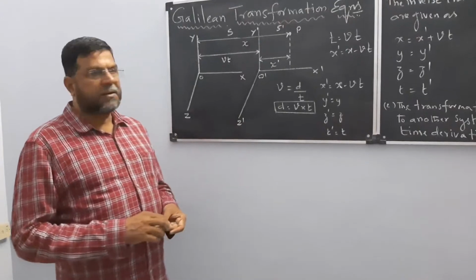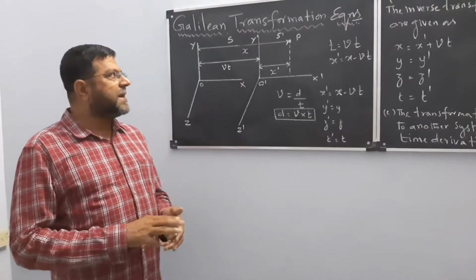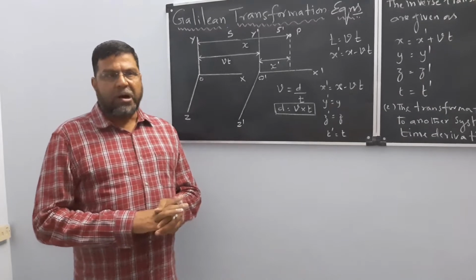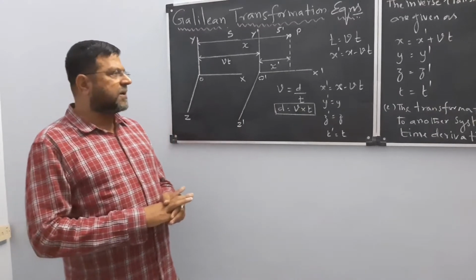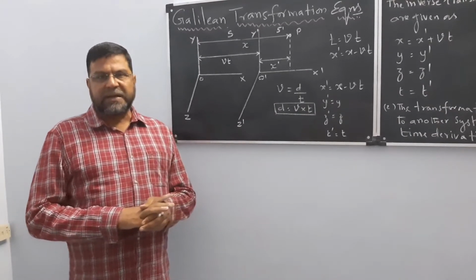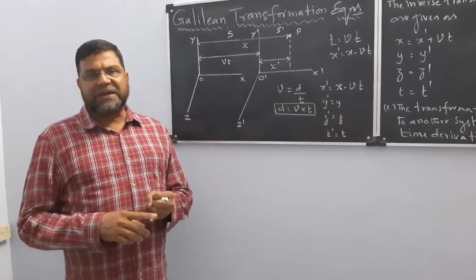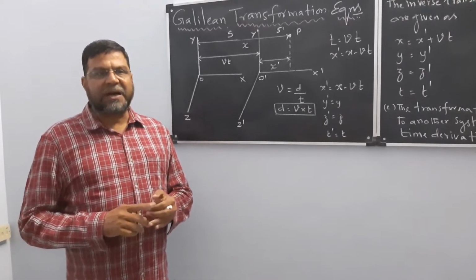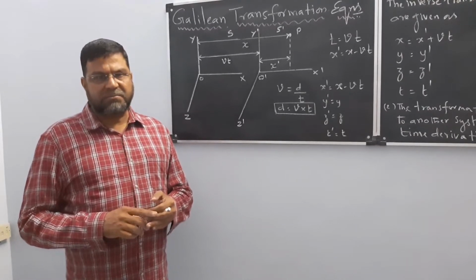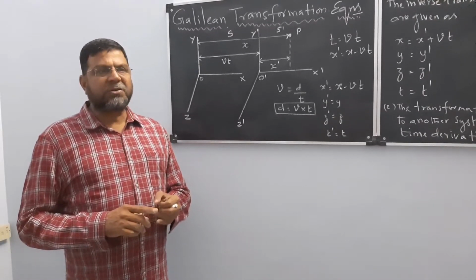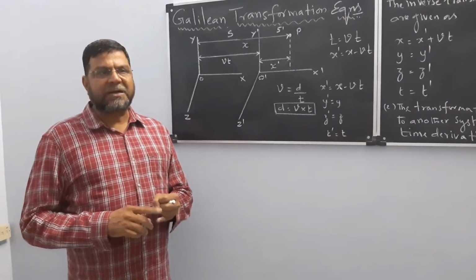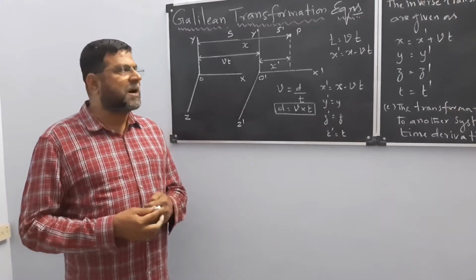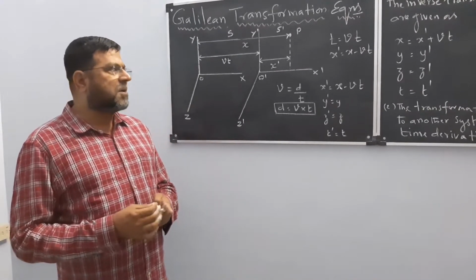Good morning, children. Today we are going to see Galilean transformation equations. Already in the first class I told you in the unit relativity that there are three concepts. One is length contraction, second one is time dilation, and third one is mass variation.